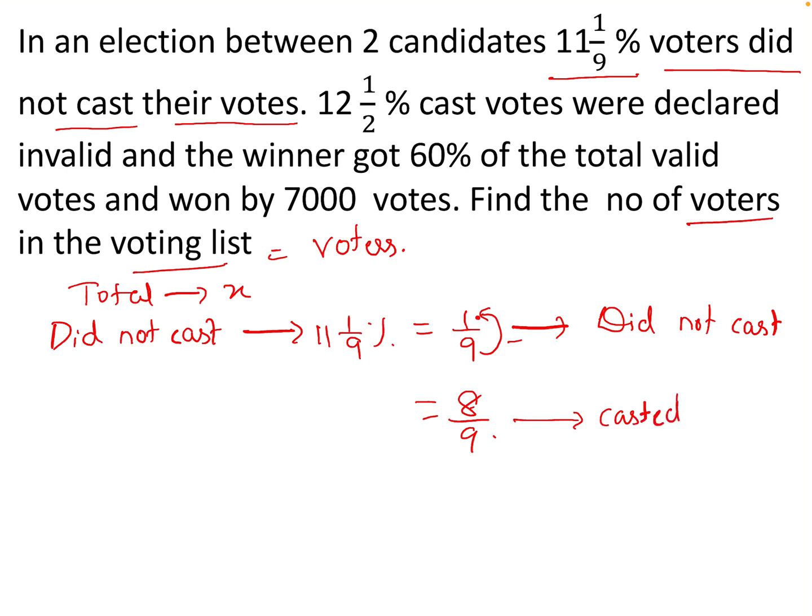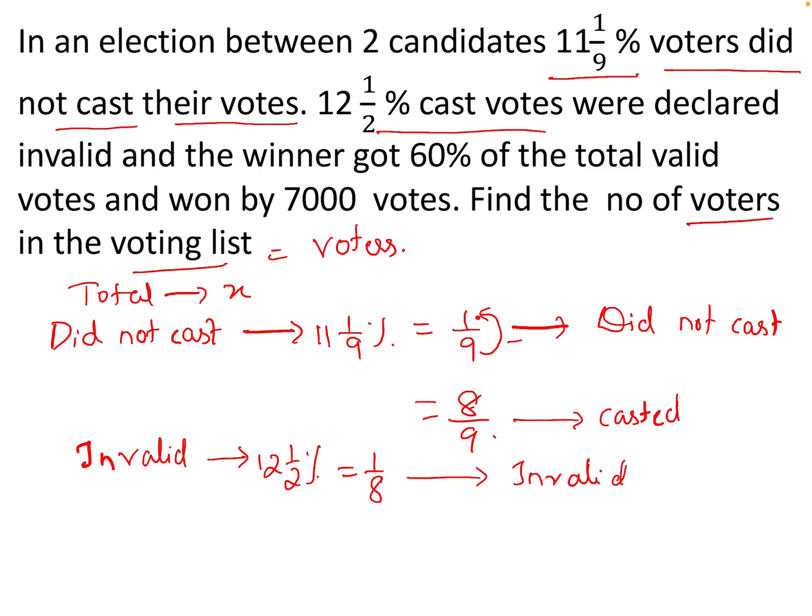Then we know that 12.5% of cast votes were declared invalid. So invalid votes are how many? We know 12.5% is nothing but 1 by 8. So 1 by 8 were invalid. So valid will be how much? From 8, if one part is invalid, 8 minus 1 will be 7 by 8. Then 7 by 8 will be valid votes.